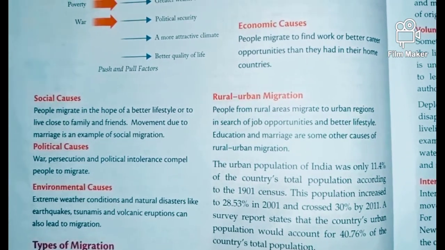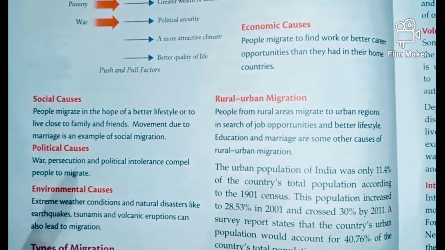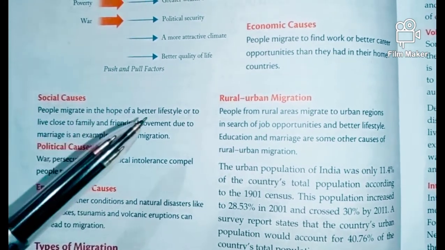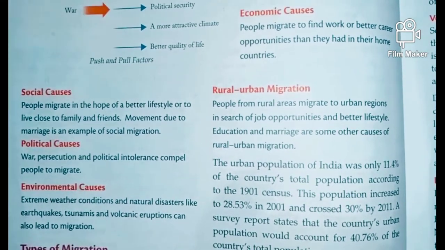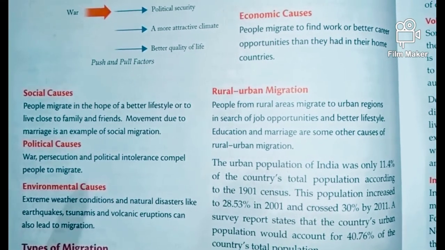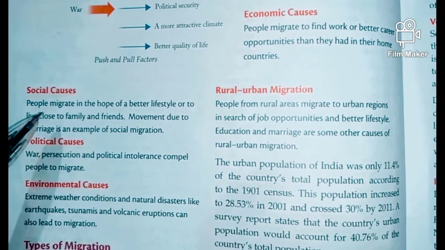The next cause is social causes. The social cause is mainly dependent on a better lifestyle, and this better lifestyle can come in different forms, such as marriage or getting a good job.